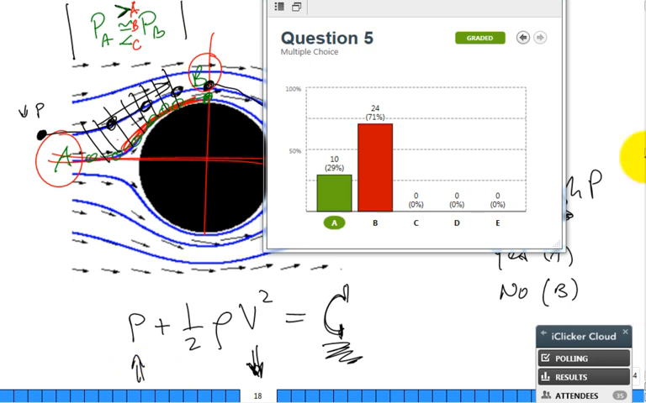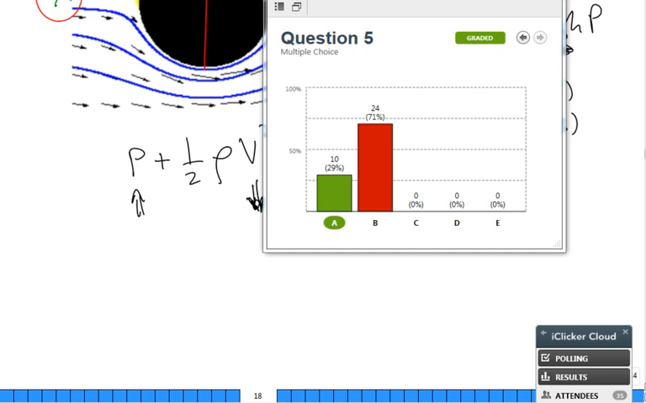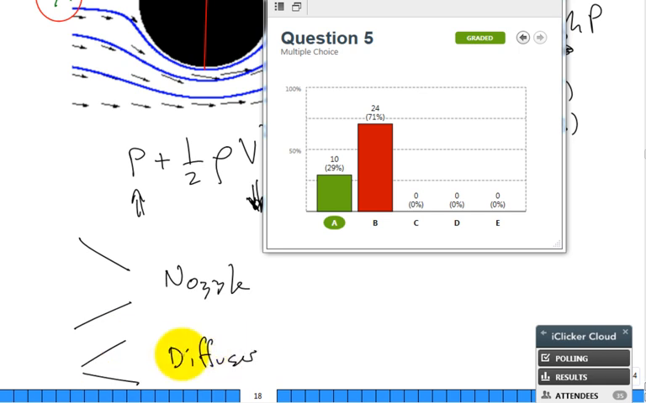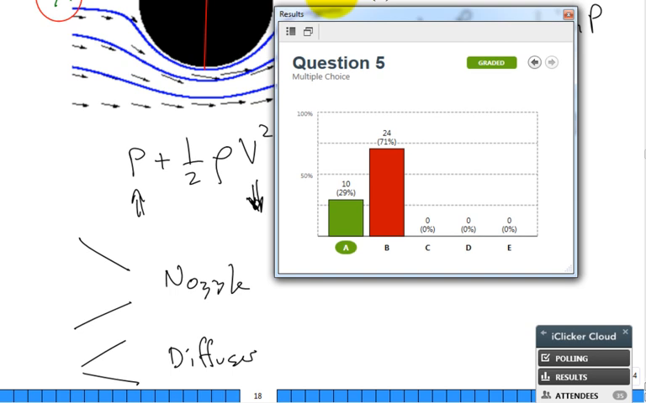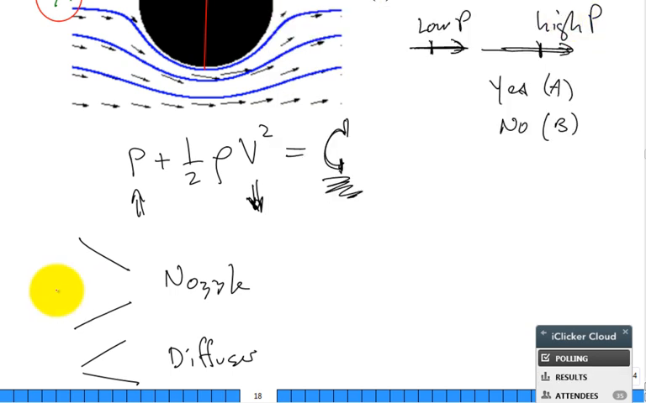Professor, this doesn't make sense. Go back to fluids. Was there anything that was shaped like this and spelled N-O-Z-Z-L-E? What's that called? Nozzle. What about anything like this, which is D-I-F-F-U-S-E-R? Diffuser. The fluid goes in this direction. Here, let's get rid of that. This direction there.